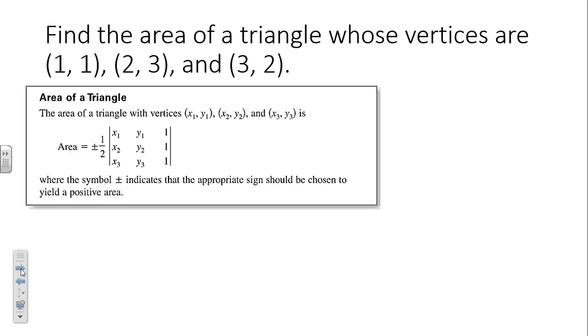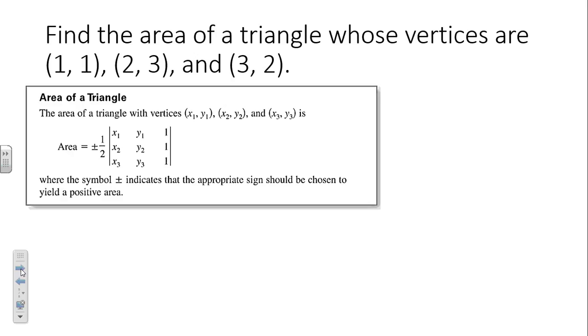And then you evaluate that determinant and then multiply it by either a positive 1/2 or a negative 1/2, depending on whether your determinant is positive or negative, because we always want our area to be a positive value.